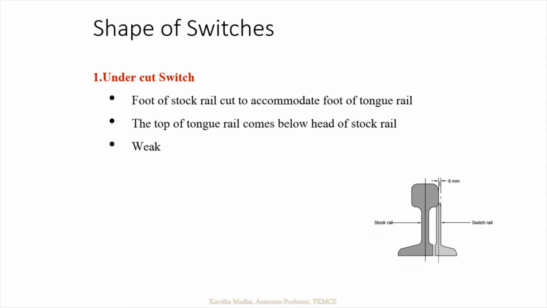So undercut switch: in the case the height of the stock and tongue rail is the same, it is desirable to cut out a portion of the flange at the foot of the stock rail so that the toe of the tongue rail is accommodated under the head of the stock rail. So such switches are termed as undercut switch. It is a very old type of design and later modified to give way to the next type of switches. So let's discuss that.